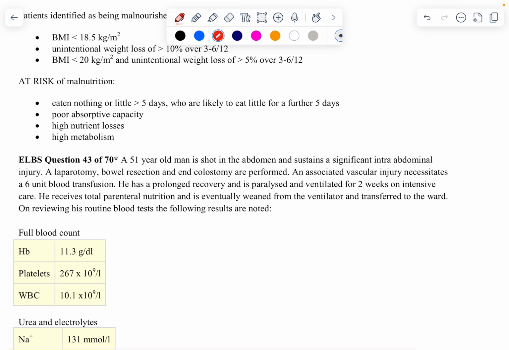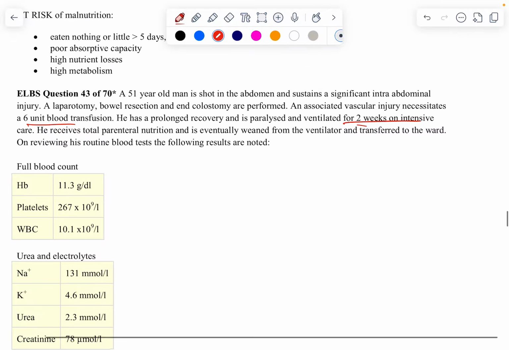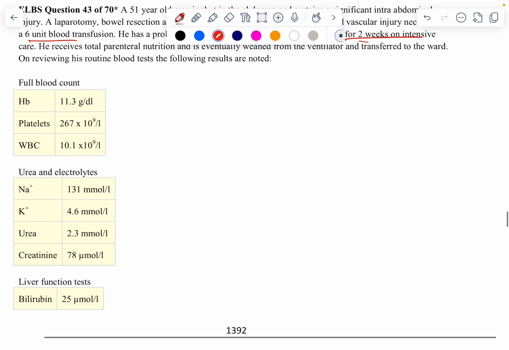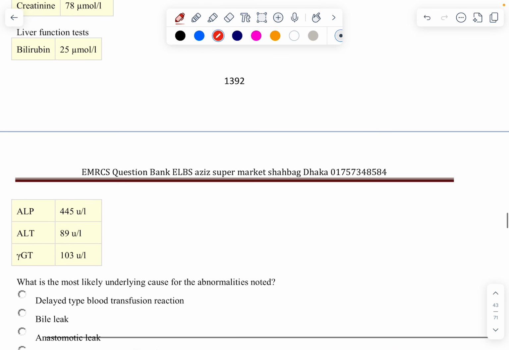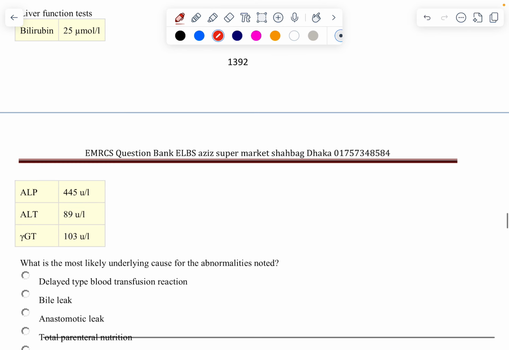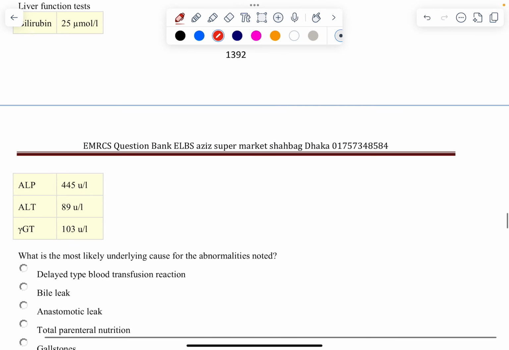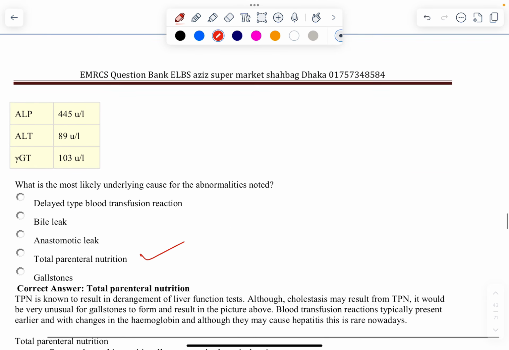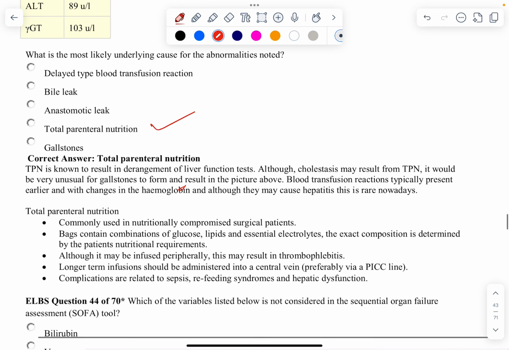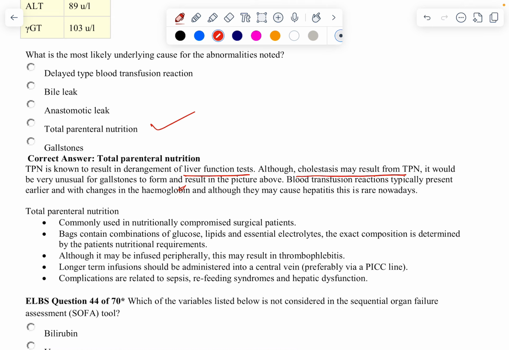Significant laparotomy, nephrectomy, vascular injury, necessary 6 units of blood transfusion, prolonged recovery, ventilator 2 weeks, intensive care and transfer to the ward. On reviewing his routine bloods, Hb, platelets, WBC, sodium and electrolytes. This is because of total parenteral nutrition. Cholestasis may result, gallstones may form.